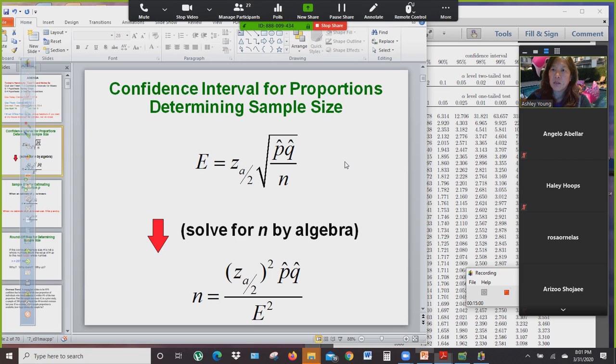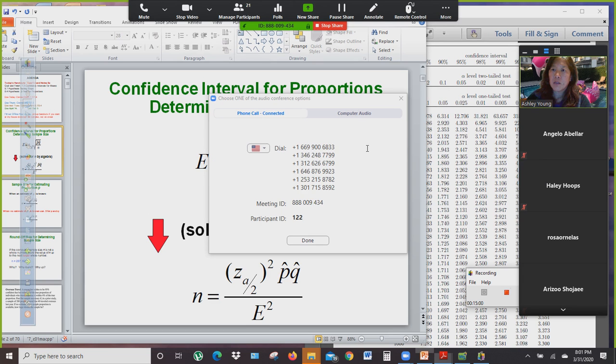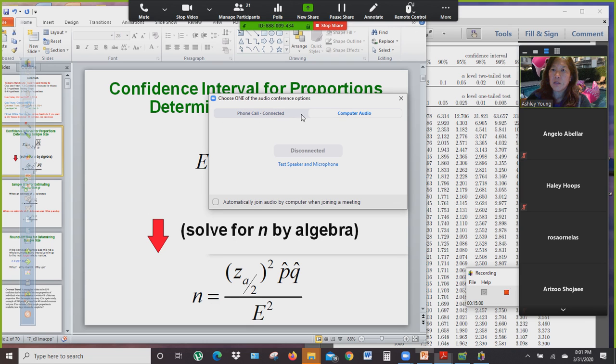And is anybody having trouble with audio? If anybody's having trouble getting a signal to work well, like I'm popping in and out or the video's choppy, then you can do what I do, which is I do the video on the computer, but I do the audio on my phone. So if you click on the audio part, it'll give you these options. I don't know if you guys can see those, but I can pick either the phone call or I can pick the computer audio.